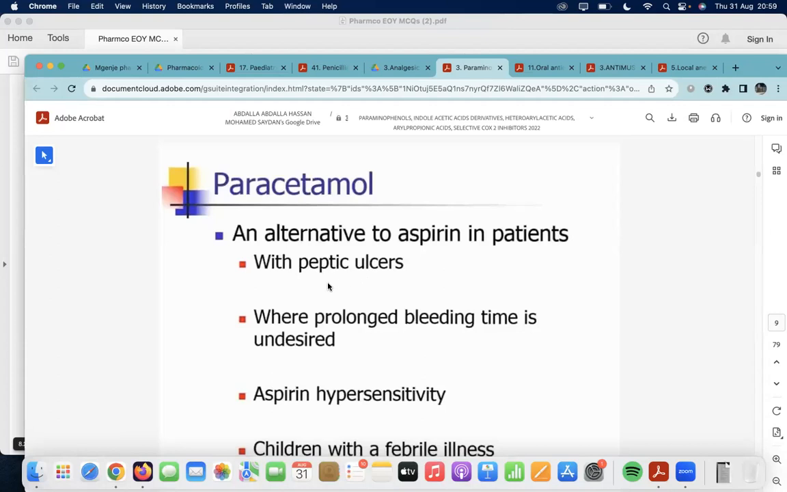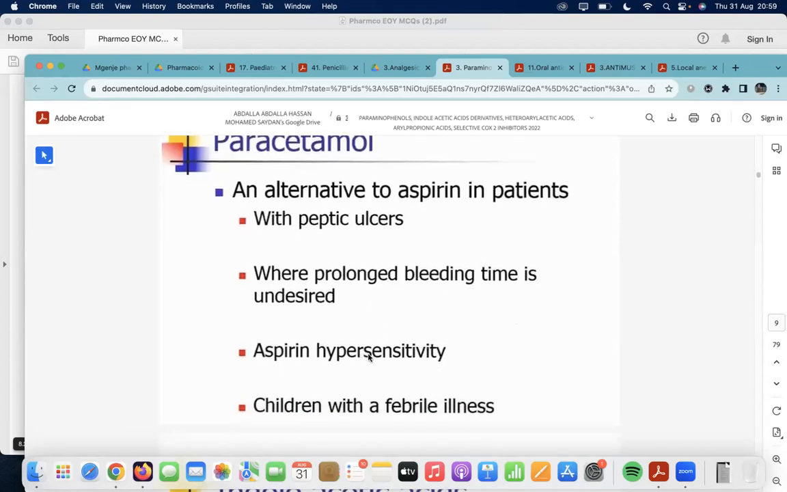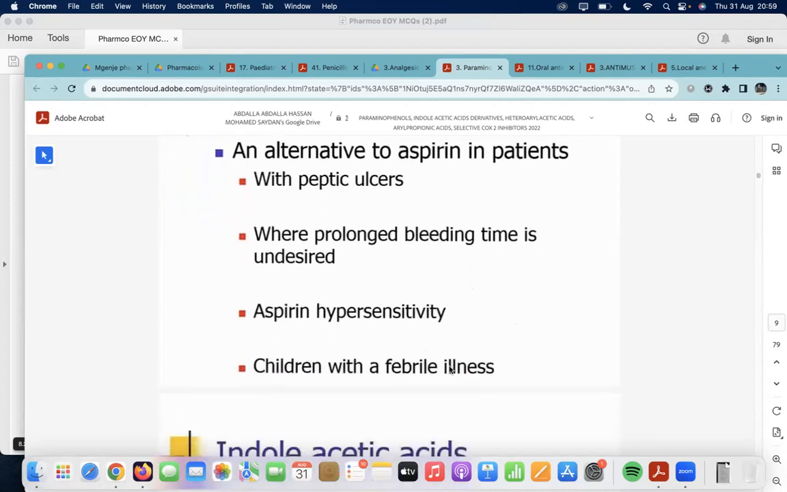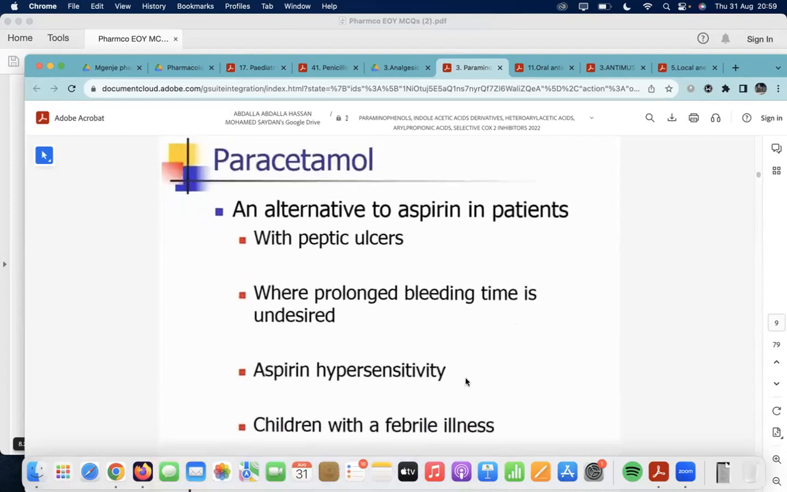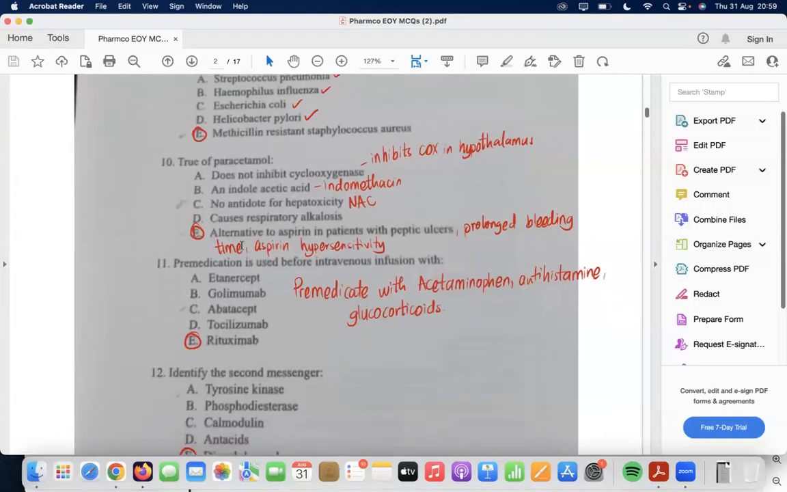It's also an alternative to aspirin in patients where prolonged bleeding time is undesired, where there's aspirin hypersensitivity, and in children with a febrile illness. So the answer is E.